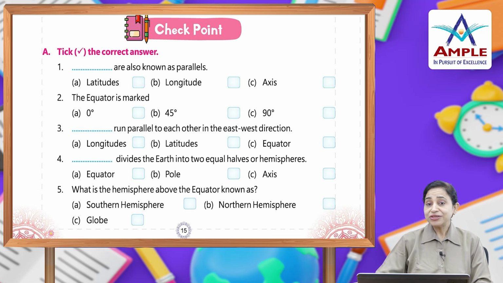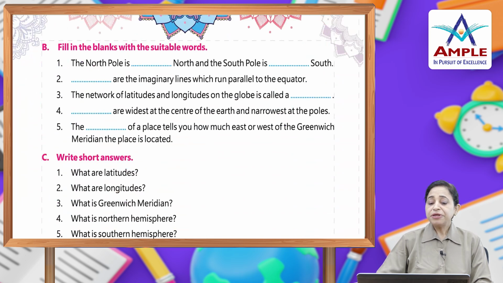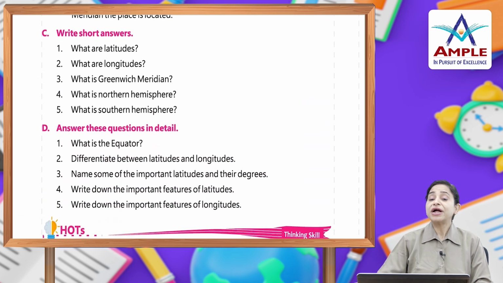Checkpoint. Through exercises you have to practice now. So in first part, A part, you have to tick the correct answer. Options are given. Choose the correct option. In B part, fill in the blanks and you have to just check the suitable words from the chapter itself. C part, write short answers. In 3 or 4 lines you have to answer these questions. And in D part, you have to write the answer in detail.